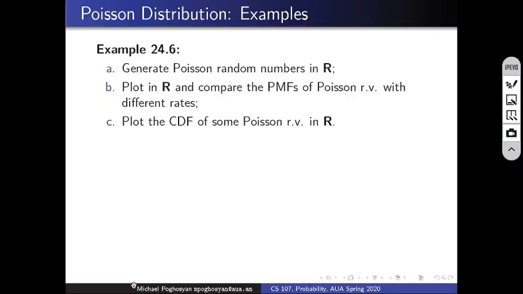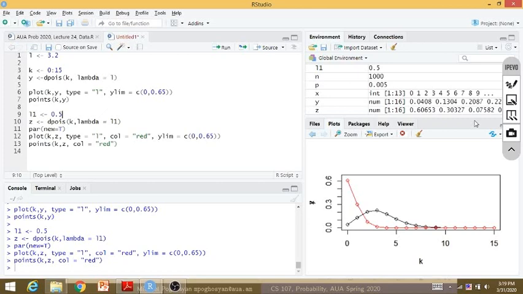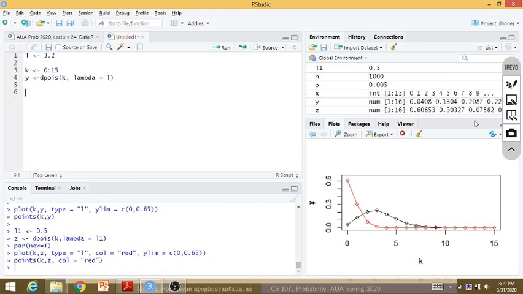Okay, let's go back to our lecture. I forgot to draw the CDF graph in R, so let's go back and do the CDF graph. I'm erasing this part, it's not necessary for us. CDF. K is not important here.